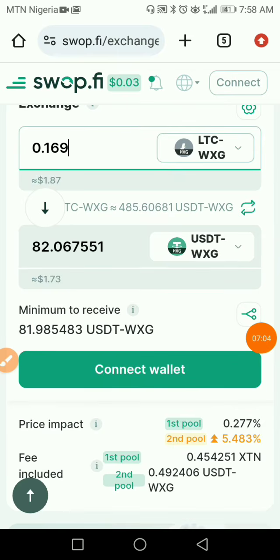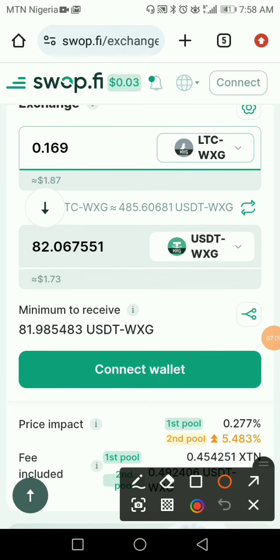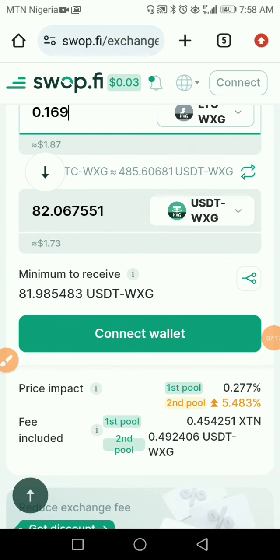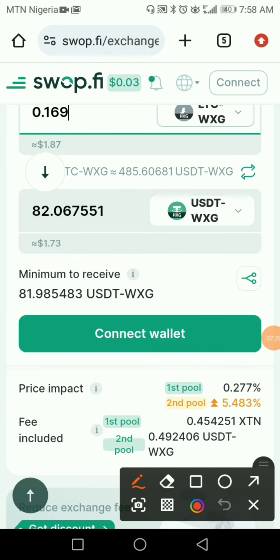So guys, even though it has little fees attached to it, it is still insignificant compared to the profit you made. If you can see over here, you'll see the little fees that are being charged, but it is still incomparable to what you are going to be making.